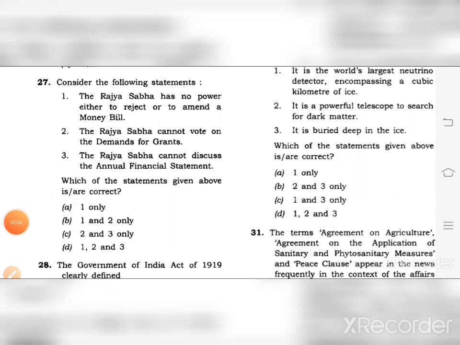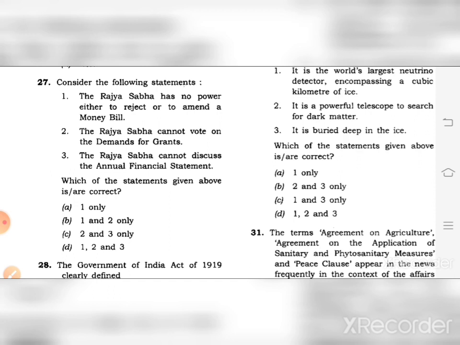Consider the following statements. Point 1. The Rajya Sabha has no power either to reject or to amend a money bill. Point 2. The Rajya Sabha cannot vote on the demands for grants. Point 3. Rajya Sabha cannot discuss the annual financial statements. As I told you, again we have to point out the statements which are wrong. Always we have to start with statements which are wrong to get to our answer.